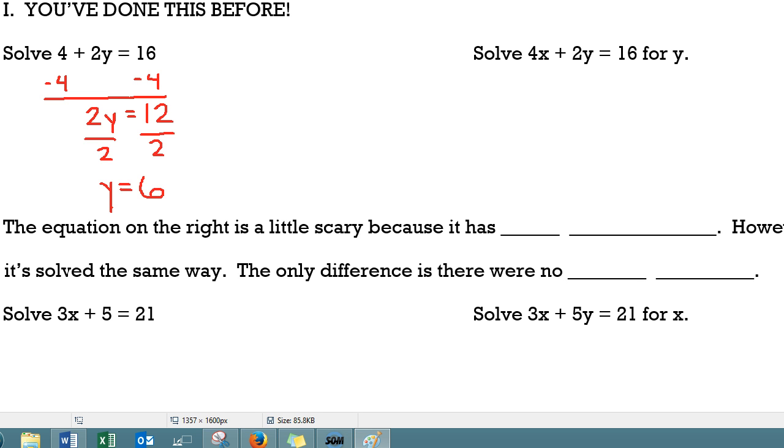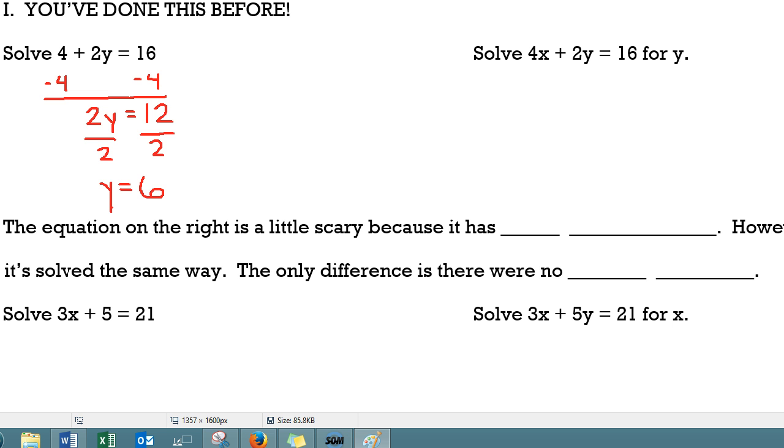You've done that before. On the right, I gave you a problem that's almost exactly the same. The only difference is instead of 4 plus 2y, it's 4x plus 2y. And you are being asked to solve for y. So suddenly, my students freak out because there are 2 variables. There's an x and a y, and you are being asked to solve for y. I want to make the point, like I said, you've done this before. It looks different, but you still do it the exact same way.